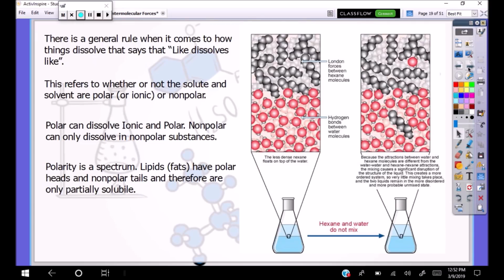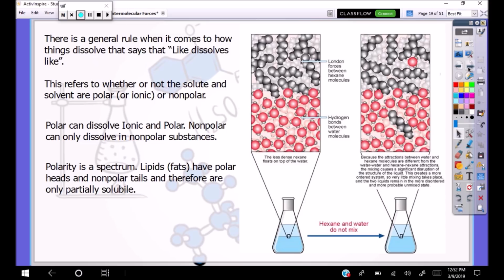Some of the things that matter when it comes to intermolecular forces are the physical properties, and I think this is where I'll wrap up shortly. Just want to talk about why we care about IMFs in addition to boiling point and melting point. It also impacts our like dissolves like rule with solutions. So a reminder that polar substances can dissolve polar substances or ionic substances because they've got the dipoles with the separation of charge, whereas nonpolar things can only dissolve in nonpolar substances.